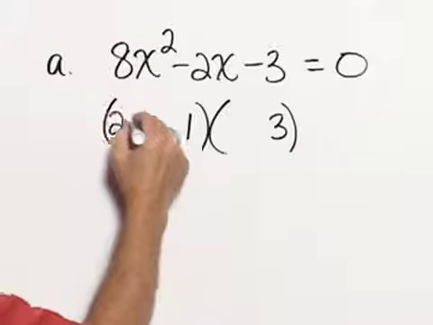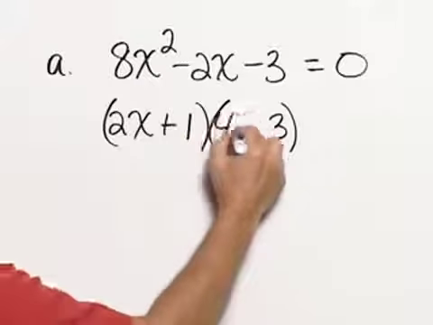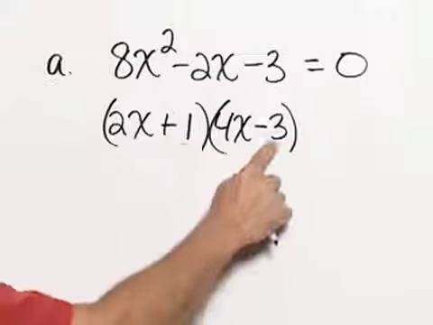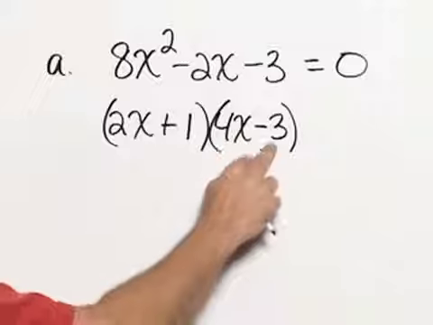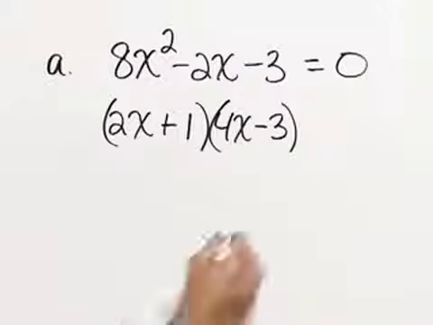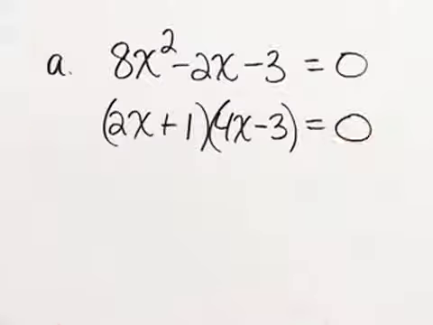So if we were to try 2x plus 1 and 4x minus 3, that would be a 4x in the middle, for the inner term, and a negative 6x for the outer term. That gives us a negative 2x for the middle term, so we factored it correctly.